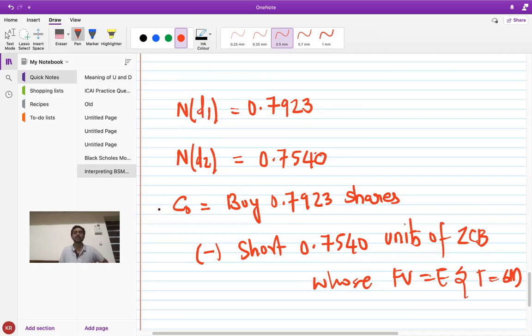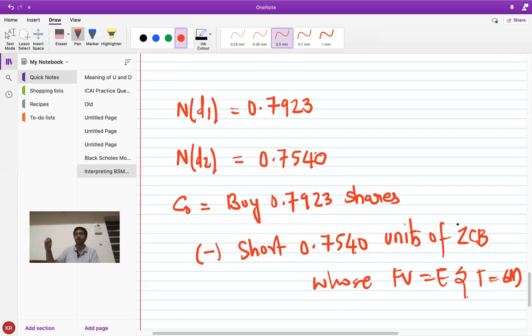Okay, so as per the Black-Scholes model, a call option can be replicated by buying 0.7923 shares and shorting or borrowing 0.754 units of a zero coupon bond whose face value is exercise price and term to maturity is 6 months. Okay, so the cost of the call option today is nothing but the cost that you will incur for buying 0.7923 shares, which is a cash outflow denoted as positive, but you're going to offset that cash outflow by a cash inflow which we are deducting from our previous cash outflow, and we are going to receive that money by borrowing, by short selling 0.754 units of zero coupon bond.